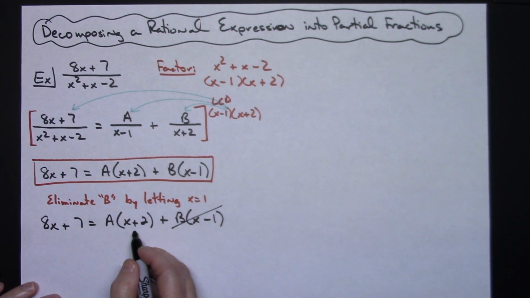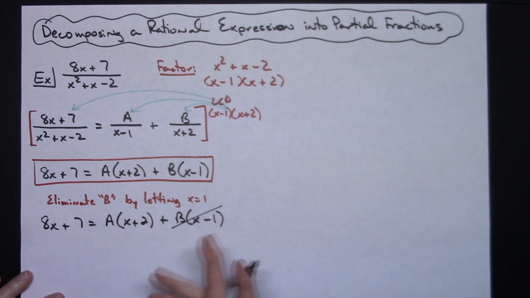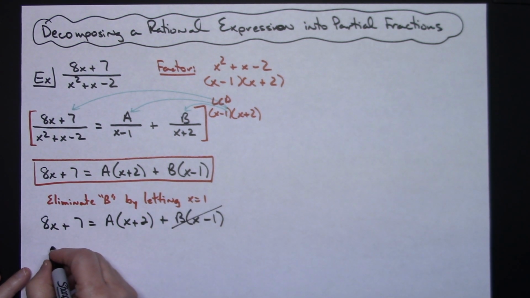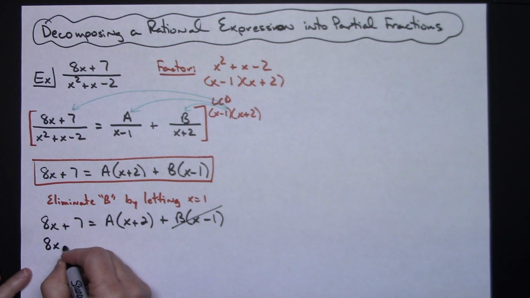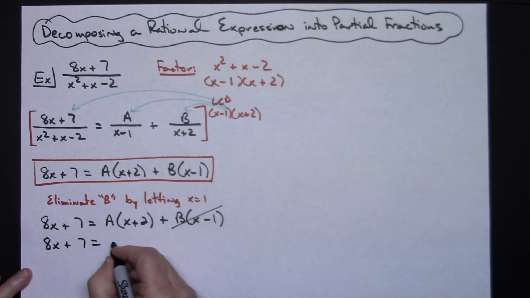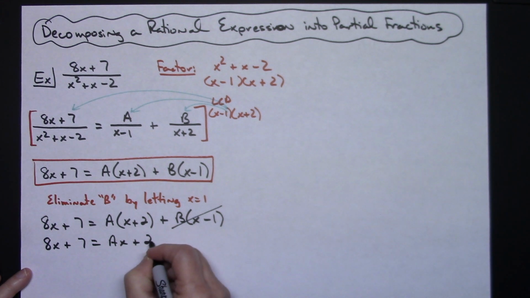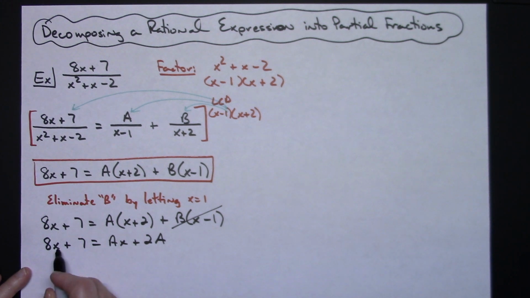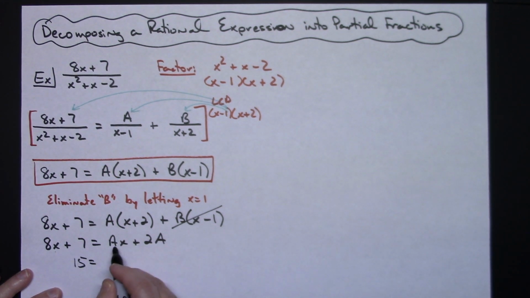Now let's go ahead and algebraically manipulate this before I substitute x equal 1 into the other places here. So we'll have 8x plus 7 is equal to ax plus 2a. Now let's substitute 1 in. I'm going to have 8 plus 7 on this side, which is going to be 15. And on this side, I'm going to have 2 a's plus another a, which will be 3 a's. I can divide both sides by 3 and get a is equal to 5.